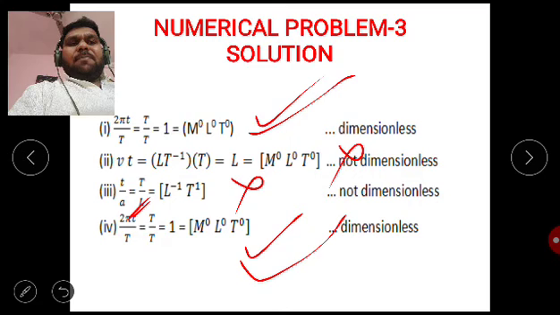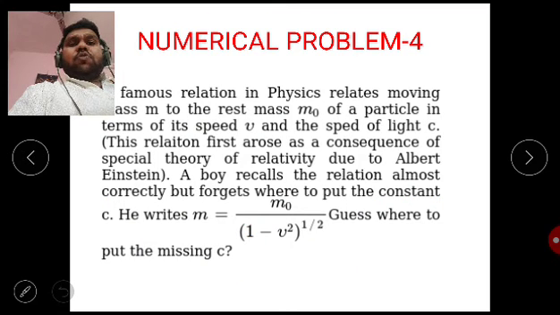Numerical problem number 4. Okay, so what is the fourth numerical problem? Actually, this numerical problem is that a boy forgot a formula. He doesn't know where to put c. c stands for the speed of light in this formula. This is a very famous formula derived by Sir Albert Einstein in the theory of relativity. He discussed how the mass of a particle depends on its rest mass when the particle is moving with velocity comparable to the speed of light.